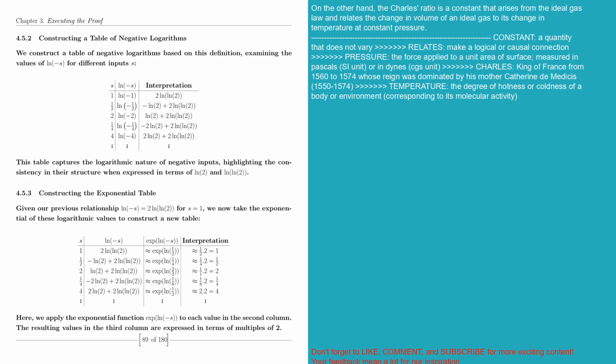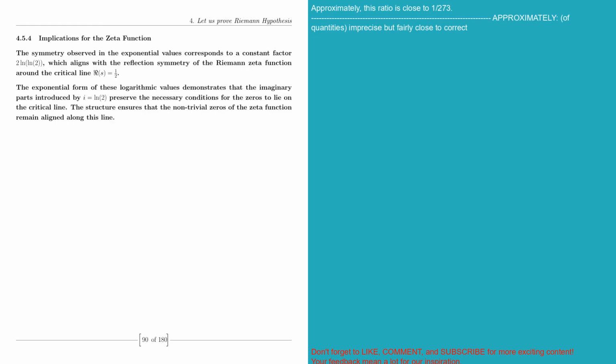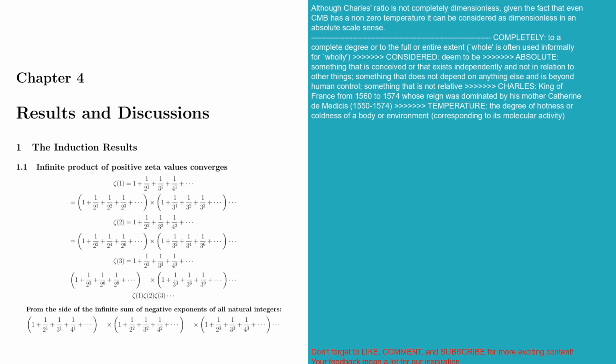On the other hand, the Charles's ratio is a constant that arises from the ideal gas law and relates the change in volume of an ideal gas to its change in temperature at constant pressure. Approximately, this ratio is close to 1/273. Although Charles's ratio is not completely dimensionless, given the fact that even the CMB has a non-zero temperature, it can be considered as dimensionless in an absolute scale sense.